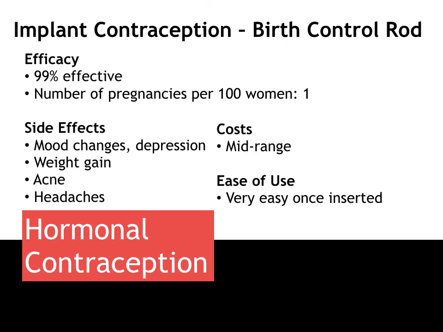Birth control rod, 99% effectiveness. 1 per 100 women get pregnant with this method. Some typical side effects are, again, because of the hormonal influences, some mood changes, weight gain, acne, headaches, those types of things. It's about a mid-range cost and quite easy to use once inserted. So it just requires the office visit to insert, and then you really don't have to do much for a while. So pretty easy to use overall.